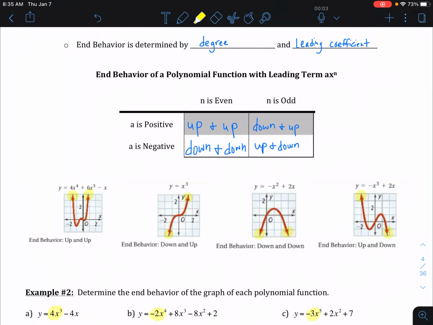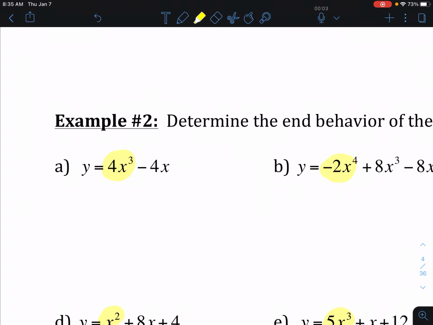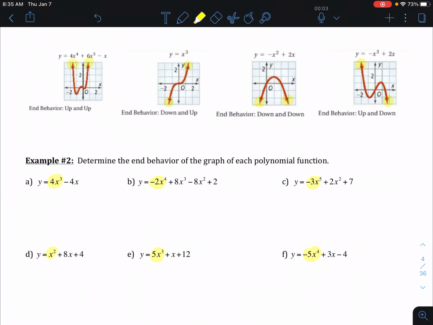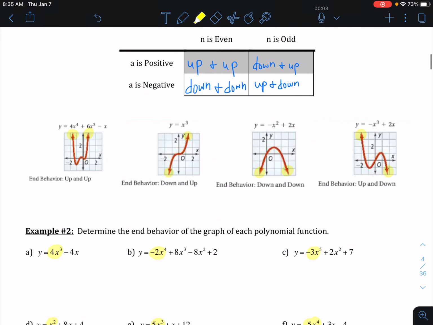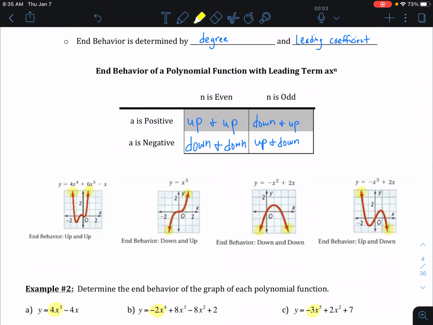So if I say that end behavior is determined by degree and leading coefficient, look back at example A, the degree is 3. That's an odd number. And the leading coefficient is positive. So what it comes down to when we talk about degree and leading coefficient, the degree will either be an even or odd number based on the exponent, of course. And then the leading coefficient is the number in front, and we look at if it's positive or negative.